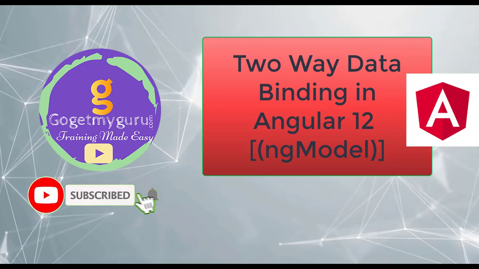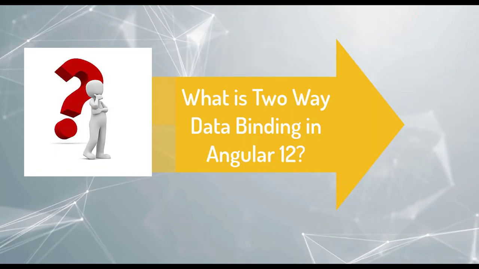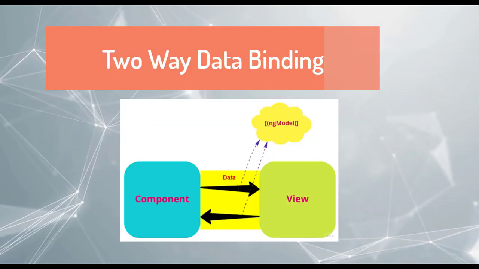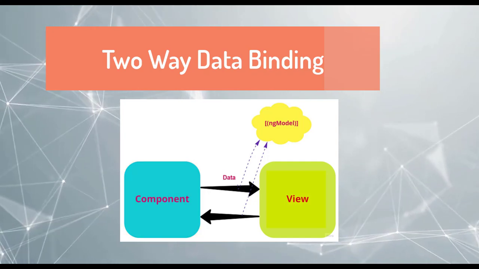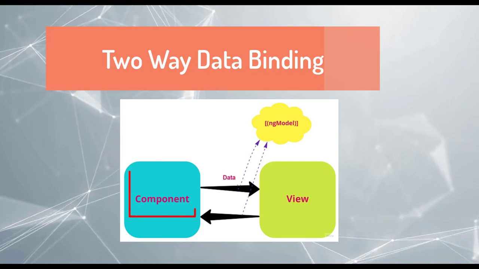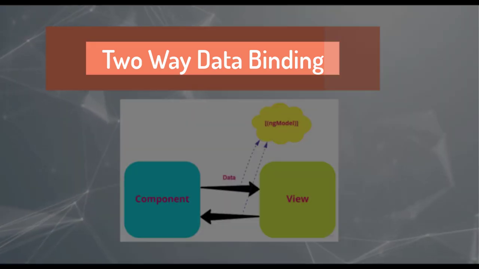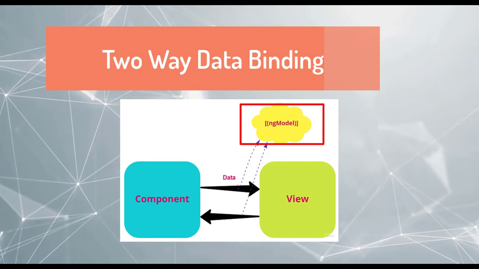Everyone, in this video you will learn about two-way data binding in Angular 12. So we will start with what is two-way data binding. Here, data flows from component or model to HTML template or user interface or view, and from user interface to component. To achieve two-way data binding, we use a special directive called ngModel, which is in FormsModule.